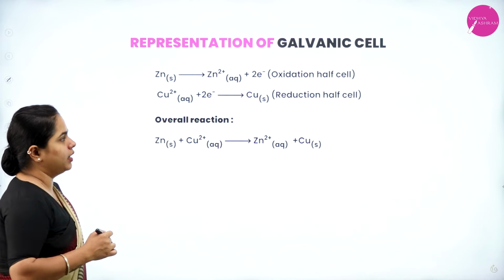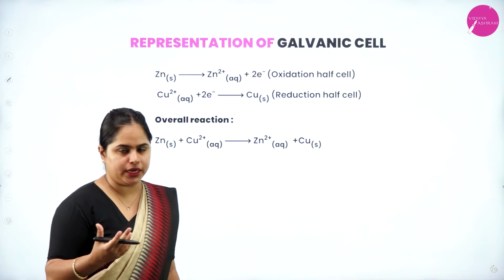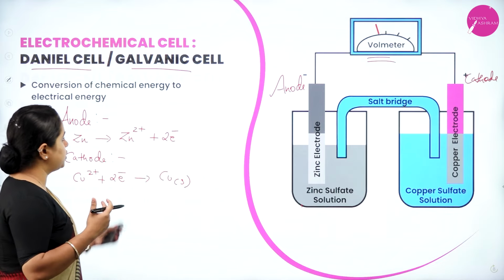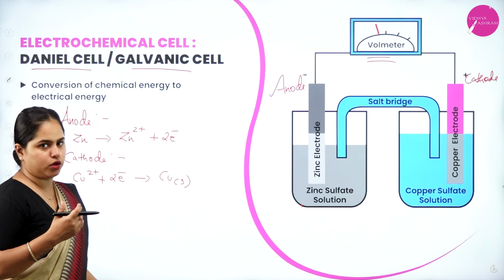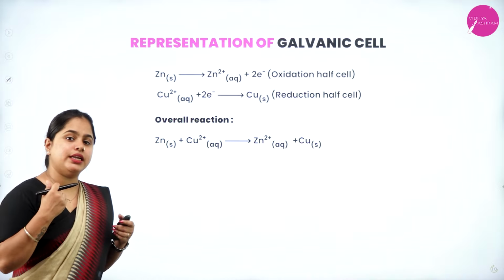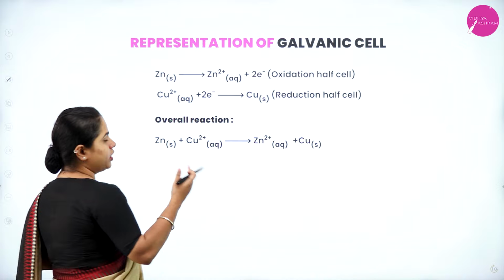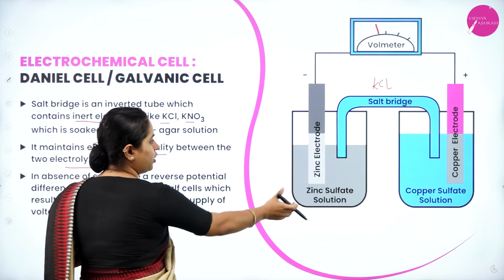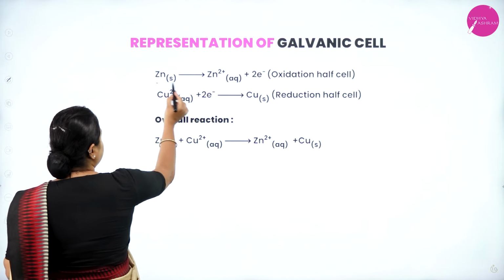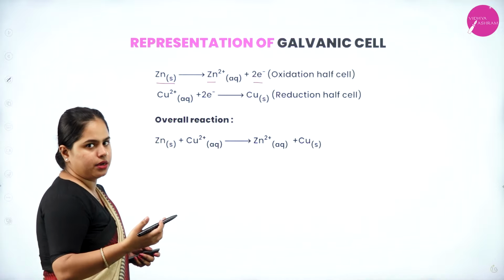So what is happening here? Now let's see which reactions are actually happening here. I have already mentioned the oxidation and reduction processes happening here. Now we are going to see how to exactly represent these reactions, right? As discussed already, in the oxidation half cell, that is the anode, what is the reaction taking place? Zn is getting converted into Zn2+ and 2 electrons are released.